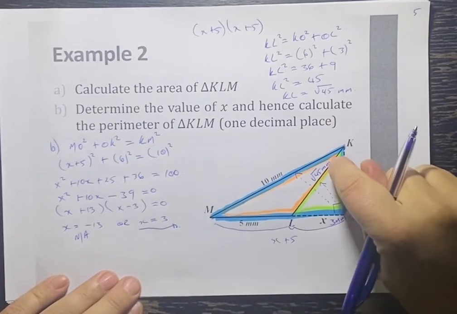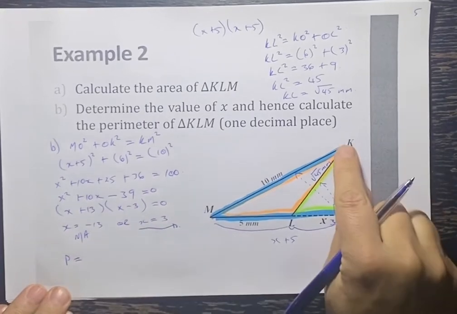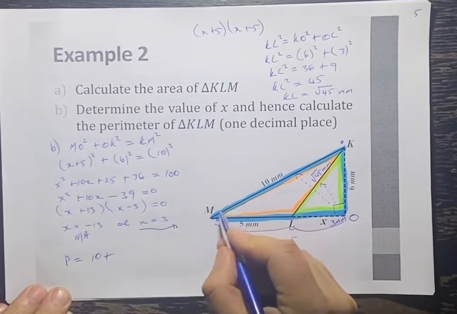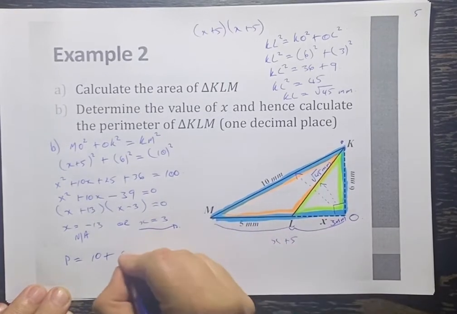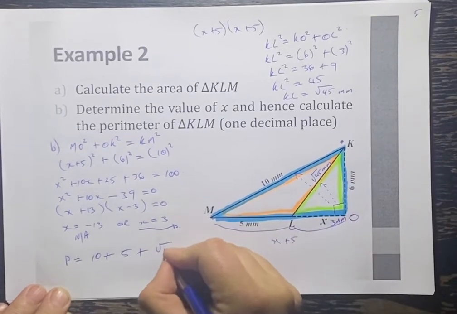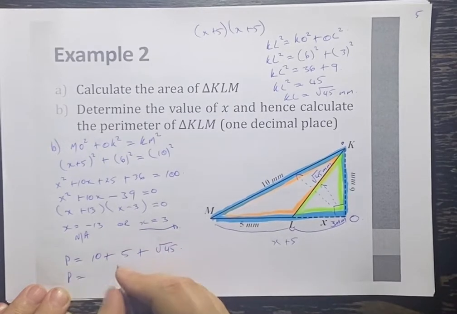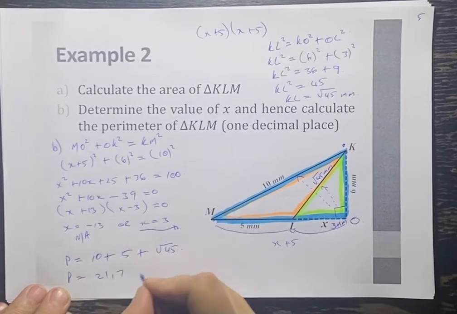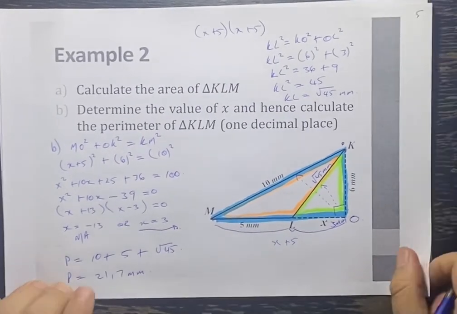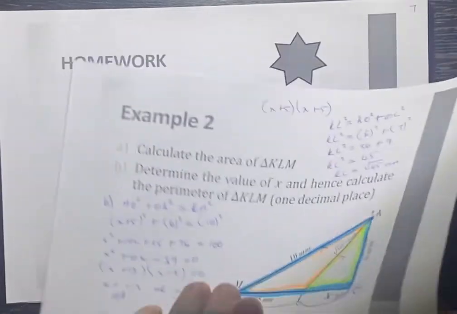Now I can work out the perimeter of that orange triangle. So P is equal to, start walking from here, walk down, we walk 10, plus I've got to walk across here, which is 5, plus now I've got to walk back up to where I started, which is the square root of 45. You can just plug that into the calculator and you will get 21,7 millimeters. So as you can see, they can be a little bit involved, but if you keep to the method, you can't go wrong, guys.